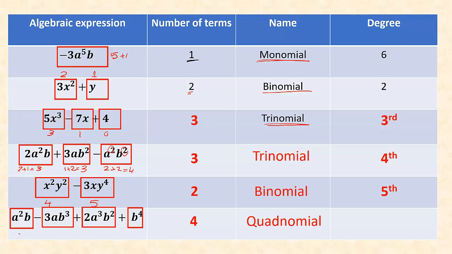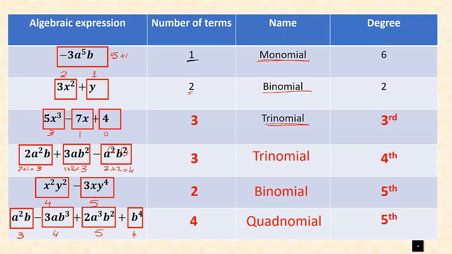So the first one is of the 3rd degree, which is 2 plus 1. The second term is the 4th degree. The third term is of the 5th degree. And the 4th term is of the 4th degree. Which term has the highest degree? It is the 3rd term, which is of the 5th degree. So the whole expression is going to be of the 5th degree.